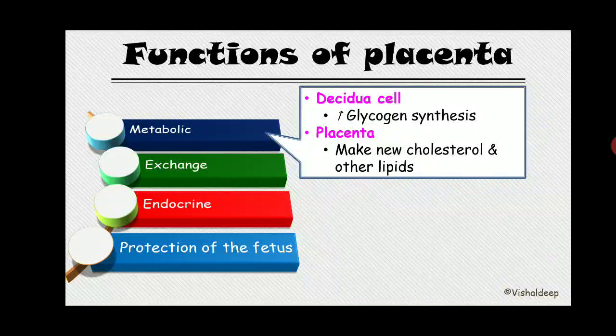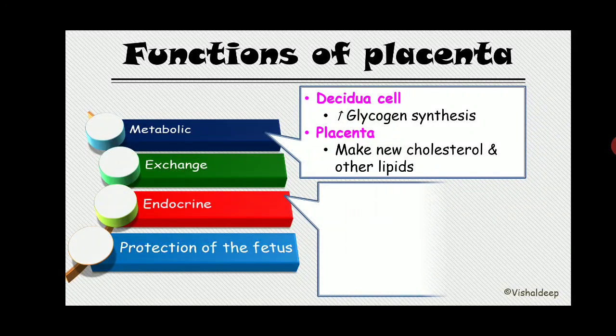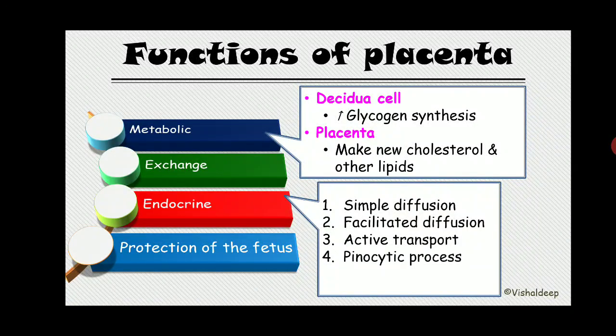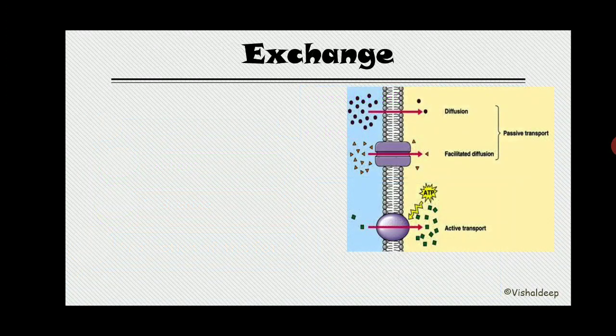Now, as far as the exchange function is concerned, it includes simple diffusion, facilitated diffusion, active transport, pinocytic process, and other transport. We are going to learn one by one. One more thing I forgot to mention in the previous slide: the maternal cholesterol and lipid are not able to cross the placenta. So the placenta has to make its own cholesterol and lipid in order to make a steroid hormone. Got it? Now let's discuss the exchange function.